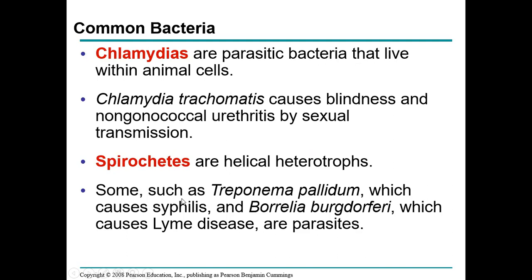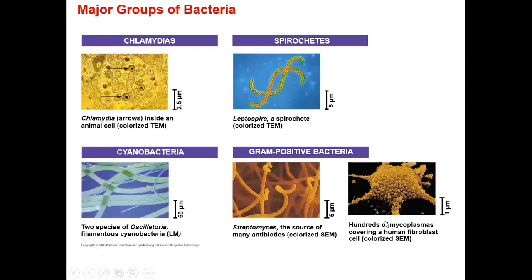Spirochetes are helical heterotrophs. Some, such as Treponema pallidum, which causes syphilis, a sexually transmitted disease, and Borrelia burgdorferi, which causes Lyme disease, are parasites. So the major groups of bacteria, chlamydia is here, spirochetes are here, cyanobacteria is here, gram-positive bacteria are here. Look into the diagrams and all when I am sharing the PPT to you.